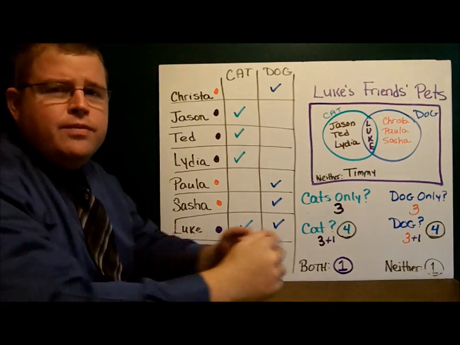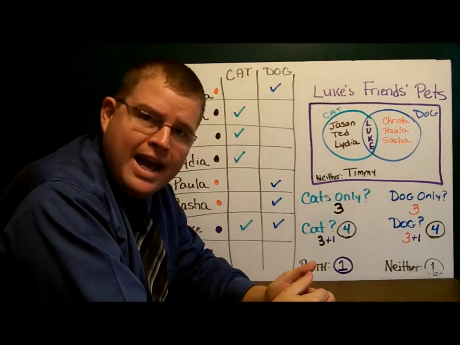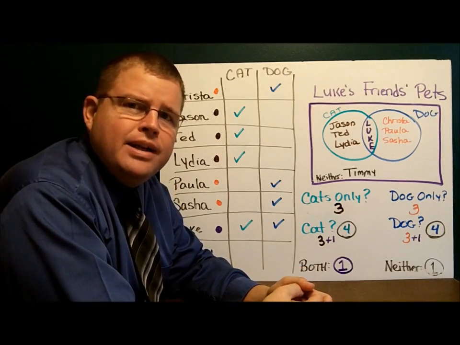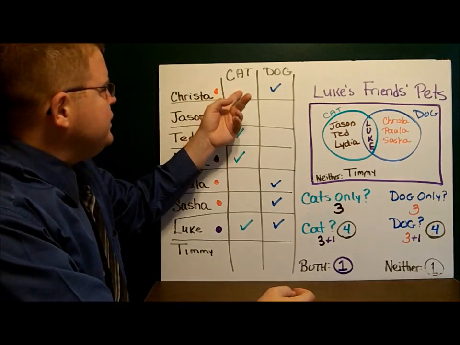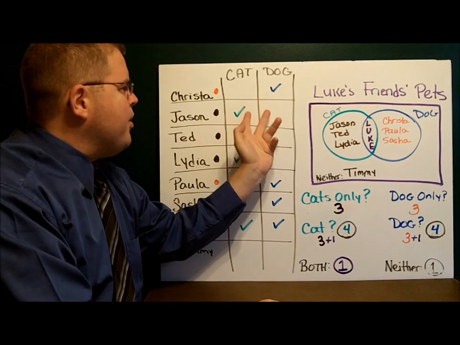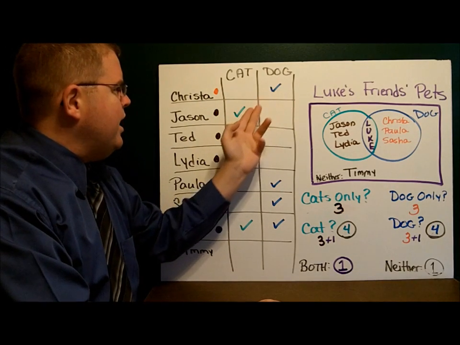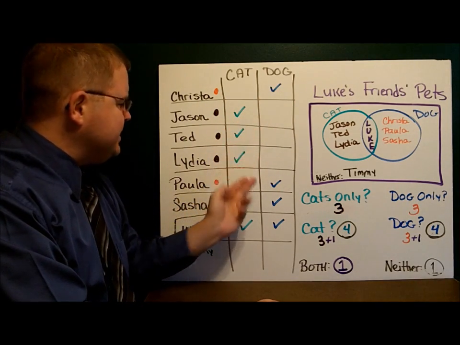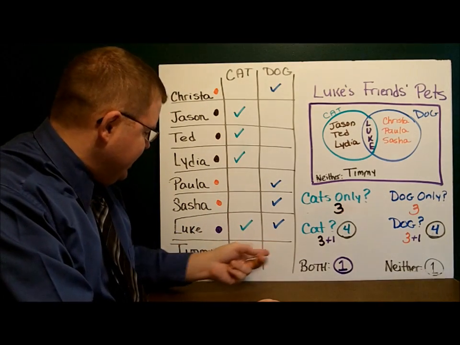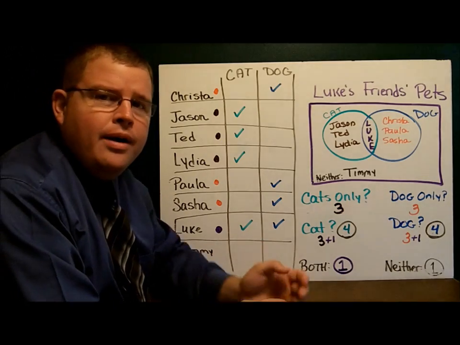Luke has a whole bunch of friends, and some of them have cats, some of them have dogs. He decides to make a list, and that's what he does right here. He asks each friend, do you have a cat? Do you have a dog? And he puts a check mark in the appropriate column. Some have only dogs, some have only cats, some have both a dog and a cat. And some of them, like Timmy down here, doesn't have either one.